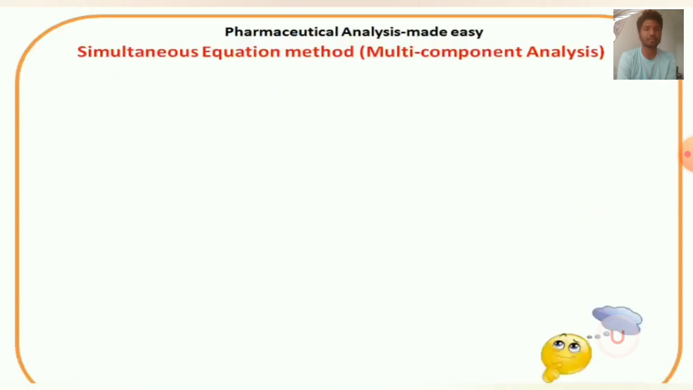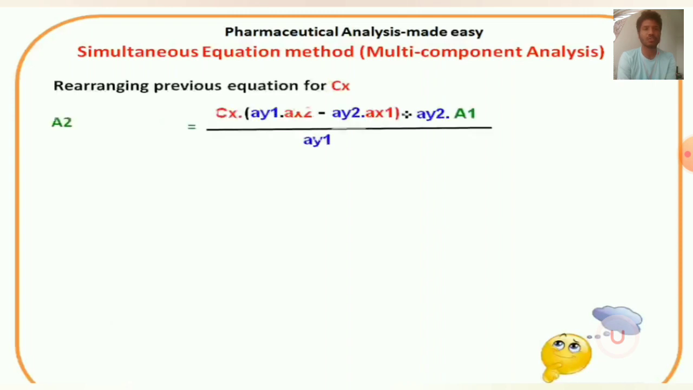Now continue. Rearranging the previous equation for Cx, as you know, we find A2 is equal to Cx into AY1 into AX2 minus AY2 into AX1, plus AY2 into A1, divided by AY1. Now we again rearrange the equation for the calculation of Cx.